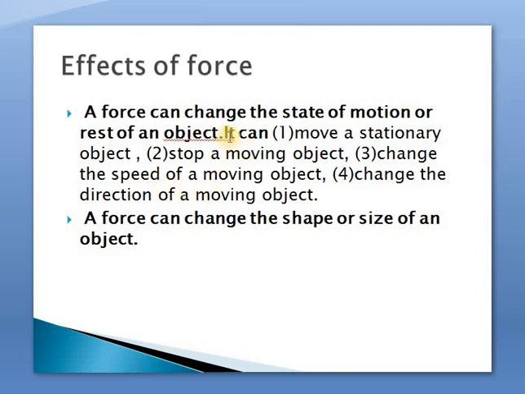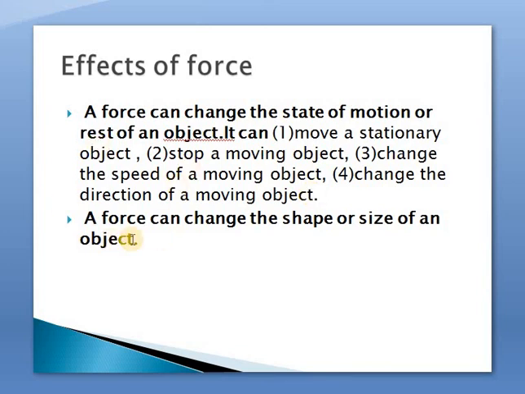It can move a stationary object, or stop a moving object, or change the speed of a moving object, or it can change the direction of a moving object. Means it can move an object which is stationary. It can stop the motion. It can change the speed of motion, as well as it can change the direction of motion.